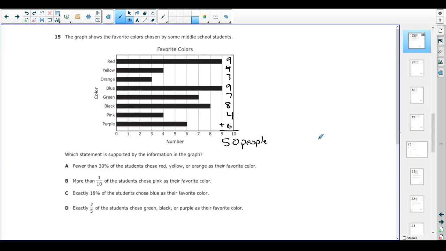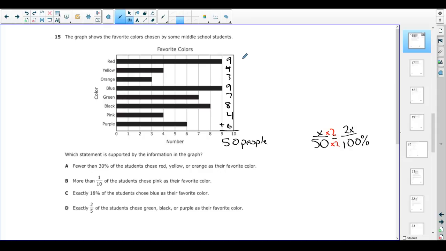Because if we think it's x over 50, and then we want to make that into a percent, right? This is just going to be 2 times as much as that. 50 times 2 is 100. So I can turn all these into percents just by multiplying by 2.